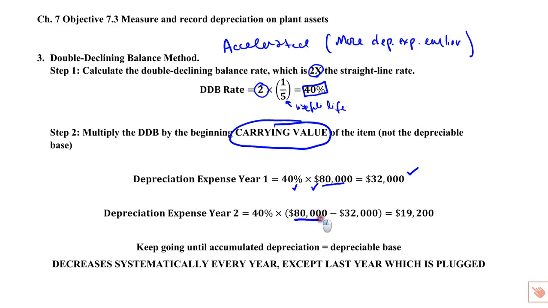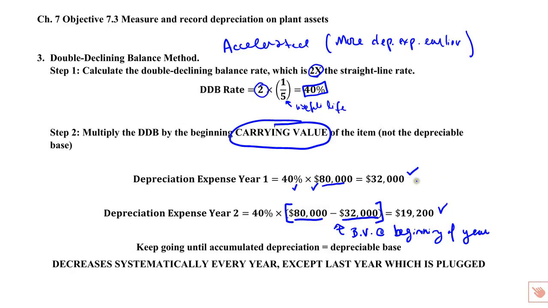Well, we had cost of 80, and we had accumulated depreciation of 32. So in parentheses, this thing here is the book value at the beginning of the year. This is BV, book value at beginning of year. Okay, and then now, the depreciation ends up being 19,200. With straight line, we saw 14,000 a year.